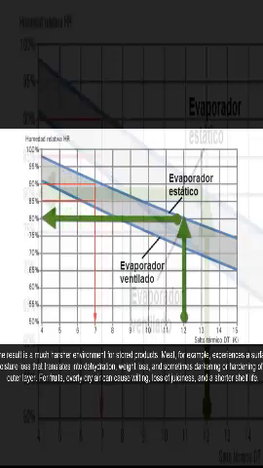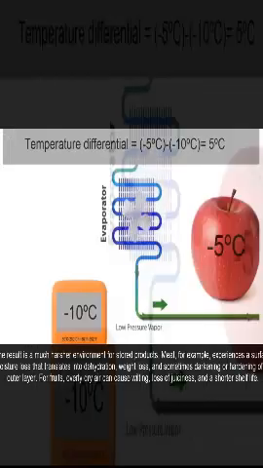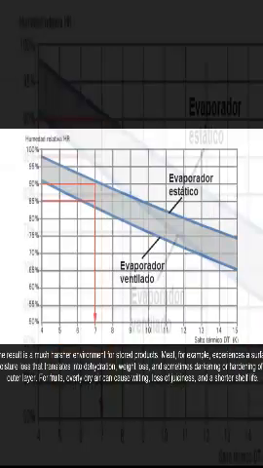Meat, for example, experiences a surface moisture loss that translates into dehydration, weight loss, and sometimes darkening or hardening of its outer layer. For fruits, overly dry air can cause wilting, loss of juiciness, and a shorter shelf life.